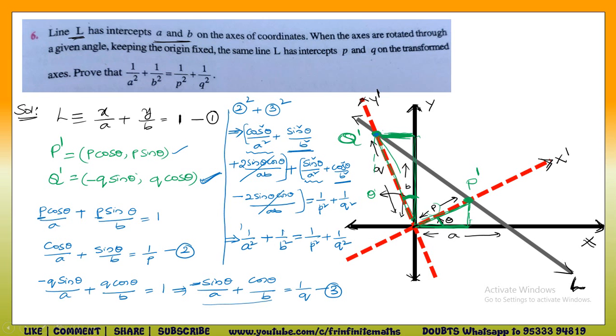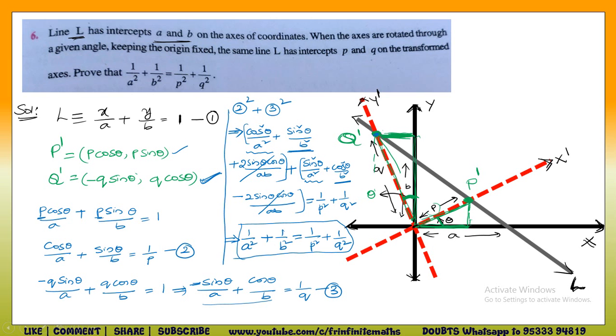So likewise we can prove this particular equation. Okay, so he asked you to prove the same thing: 1 by a square plus 1 by b square is equal to 1 by p square plus 1 by q square. So if you are able to do these simple things, then you can prove this particular equation.